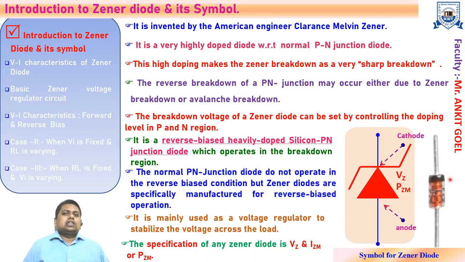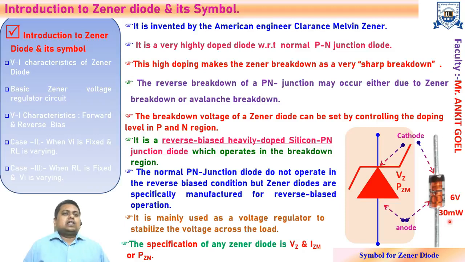Now this is how the Zener diode actually looks, in which this is the cathode terminal and this is the anode terminal, and this is the specification. For example, 6 volt 30 milliwatt tells me that this Zener diode has a Zener voltage of 6 volt and the maximum power dissipation across this Zener diode is 30 milliwatt, right?